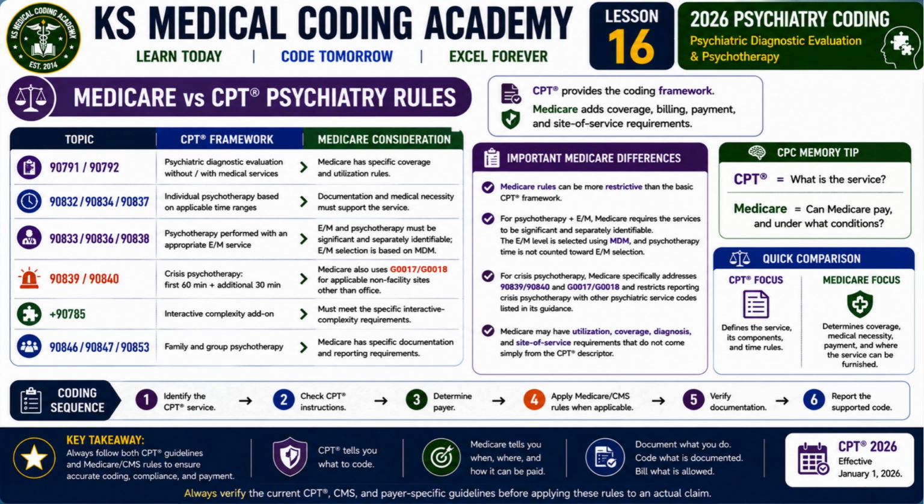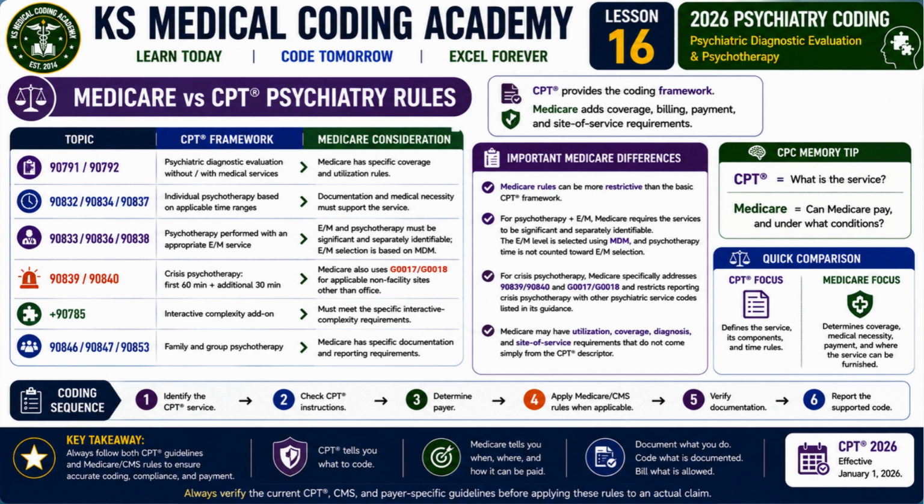90836, and 90838 are add-on codes used with an appropriate E/M service. Medicare requires the E/M and psychotherapy services to be significant and separately identifiable, and the E/M level is selected using medical decision-making. Crisis psychotherapy provides another important Medicare distinction. 90839 is for the first 60 minutes and 90840 for each additional 30 minutes. Medicare also uses G0017 and G0018 for applicable non-facility sites other than the office.